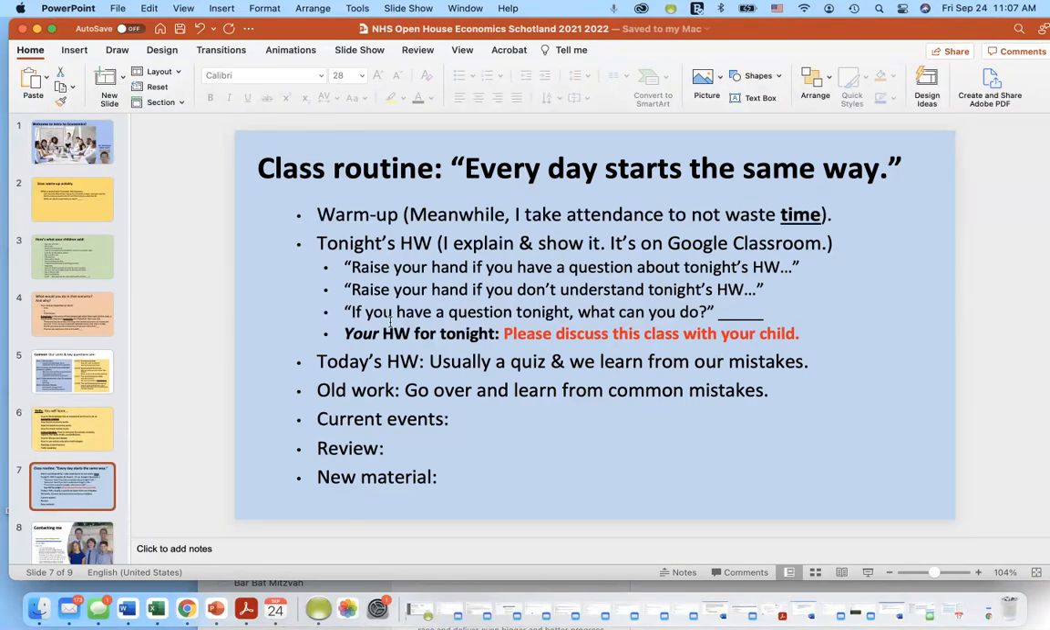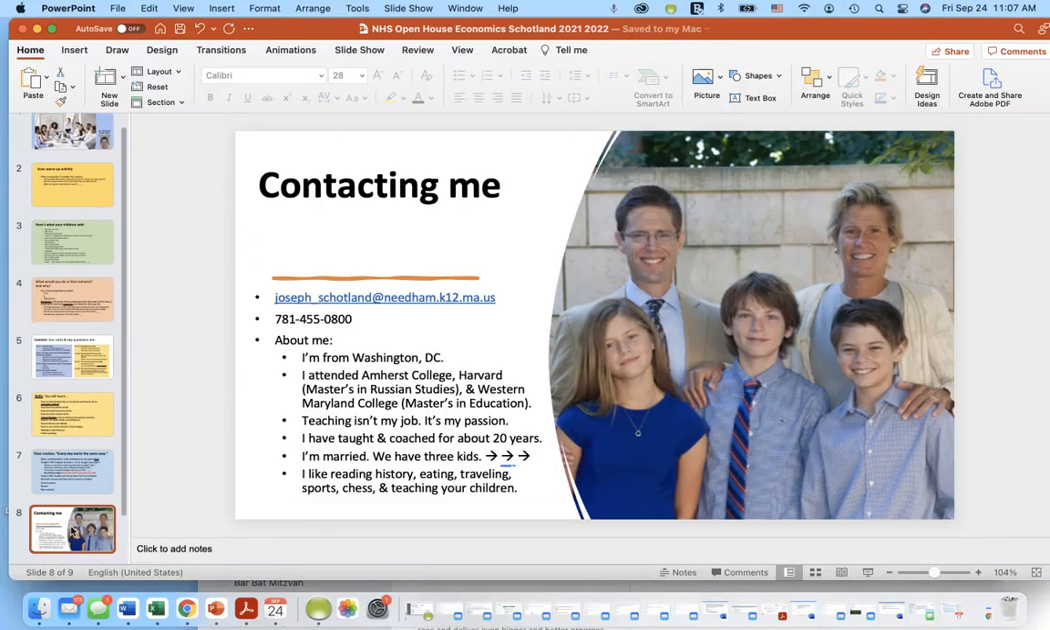As for our class routine, every day starts the same way. There's a warm up, and meanwhile, I take attendance to not waste time. And then we go over tonight's homework. I explain it to them, I show it to them. Your child's homework is on Google Classroom. Your homework for tonight is to please discuss this class with your child and have a discussion. How's it going? Then we go over today's homework. We learn from our mistakes. We go over old work. We talk about current events and what's going on right now in the economy. And we review last class, and then there's new material.